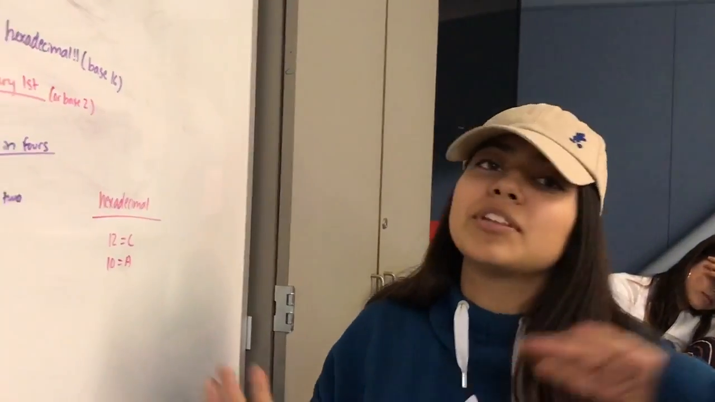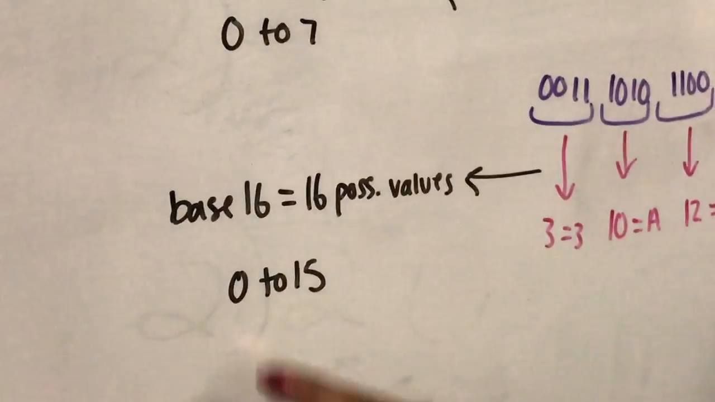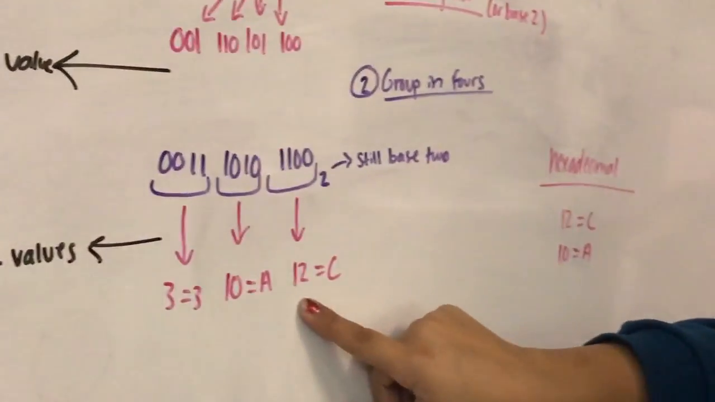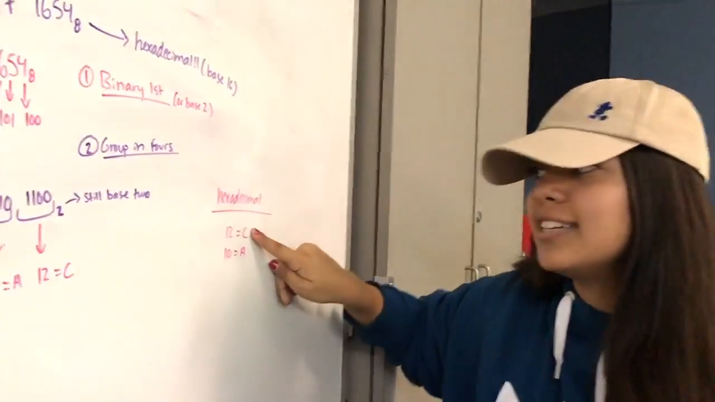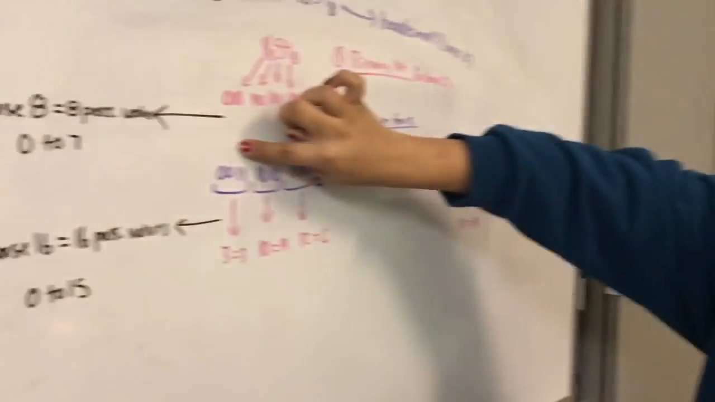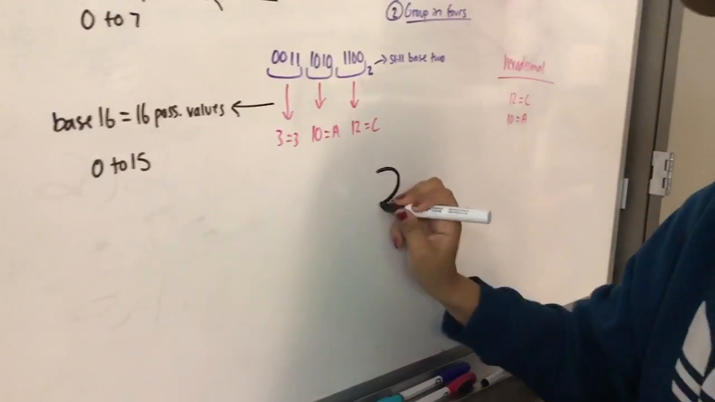So now we're going to convert them to base 16. In base 16, there are 16 possible values, 0 to 15. So we're going to take this, which becomes 12, or in hexadecimal, C. We're going to take this, which becomes 10, or in hexadecimal, A. And we're going to take this one, which becomes 3, which is still 3 in hexadecimal. So your final answer is 3AC.